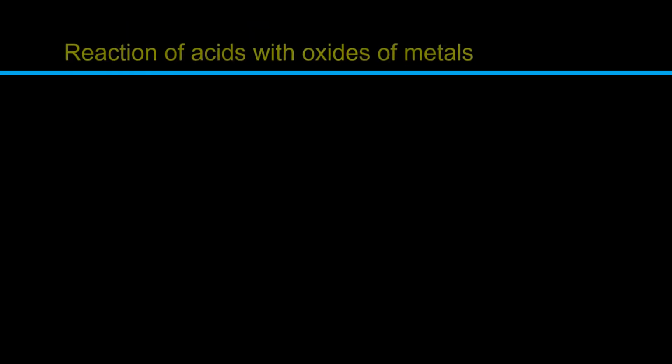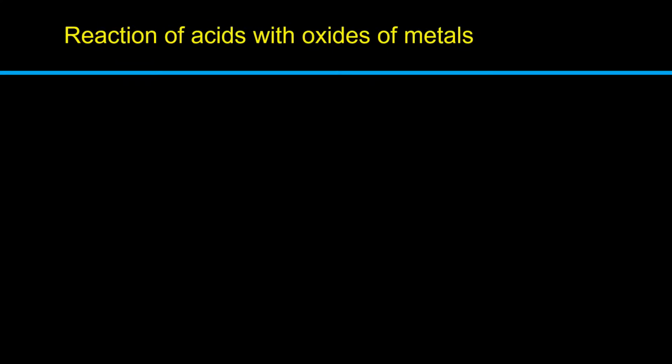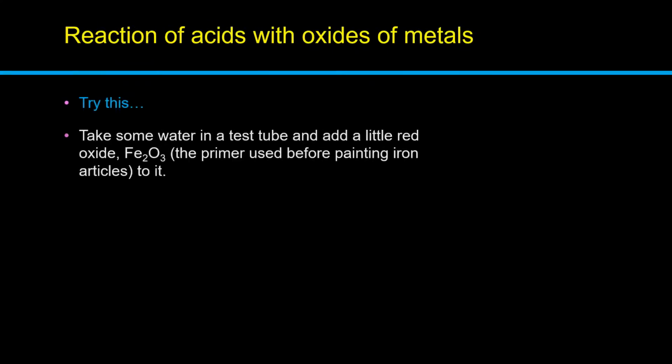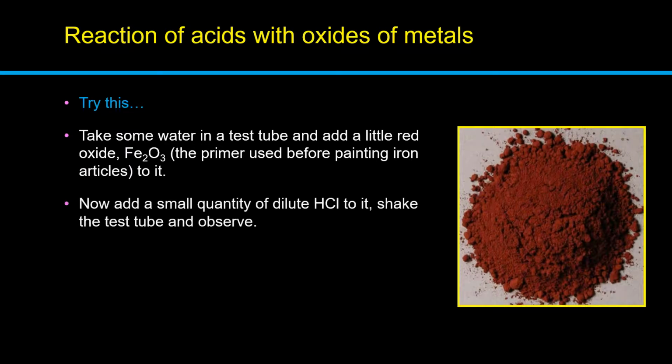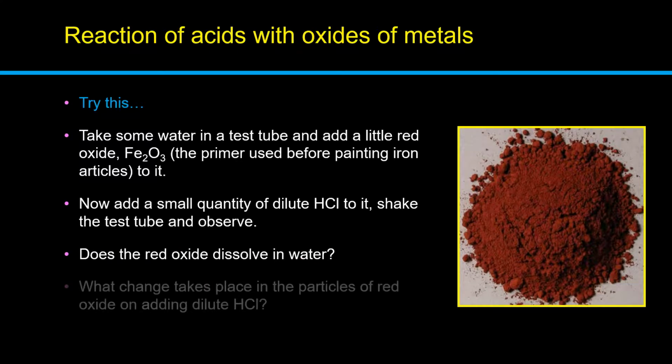So children, let us learn the reaction of acids with oxides of metals through an activity. Take some water in a test tube and add a little red oxide. Red oxide is a primer used before painting iron articles. Now add a small quantity of dilute HCl to it. Shake the test tube and observe. So initially, the red oxide does not dissolve in water. It is water insoluble. But after adding dilute HCl, you will see it is getting mixed up.